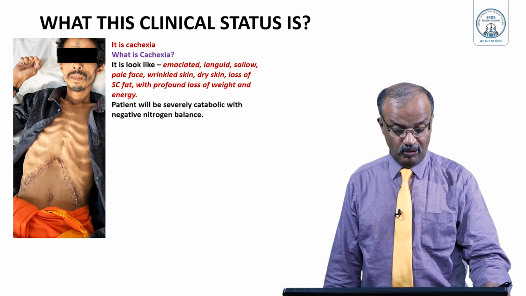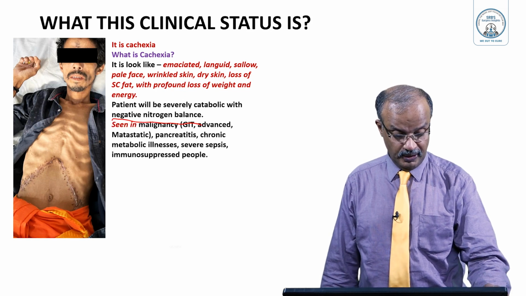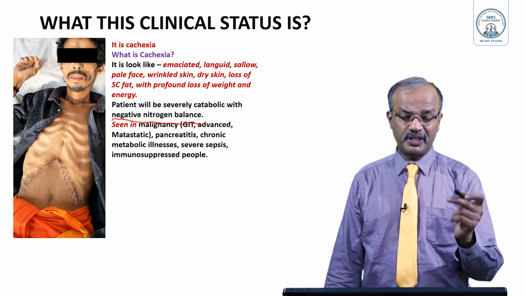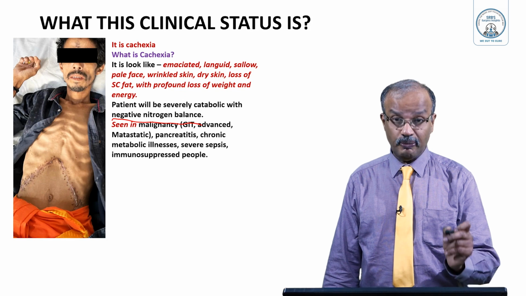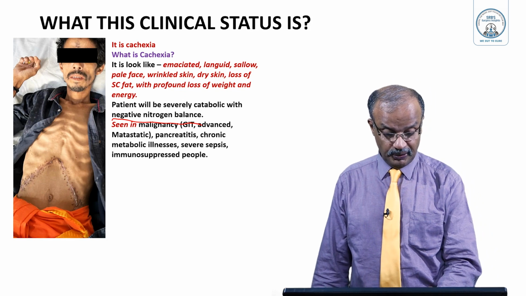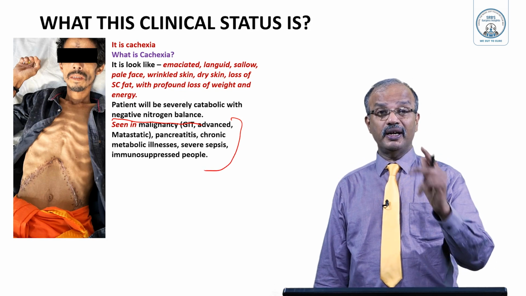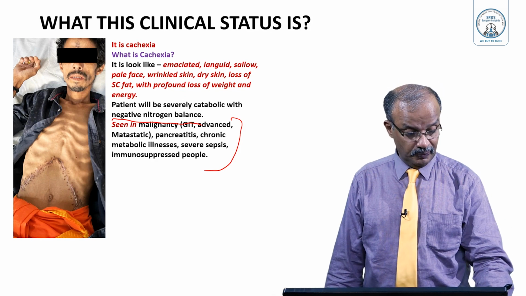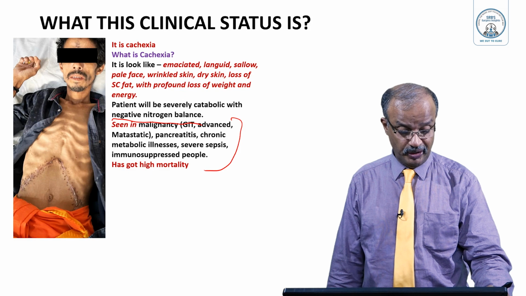The patient will be severely catabolic with a negative nitrogen balance. This is again important. I already told. Seen in malignancy, any GI malignancy commonly, advanced metastatic disease, mainly metastatic. Pancreatitis, a chronic one. Chronic metabolic illness of any nature, severe sepsis also, immunosuppressed people. So it is seen mainly in malignancy, pancreatitis, immunosuppressed and severely ill patients, and severe sepsis. It has a very high mortality, so they die because it is very difficult to revive them.